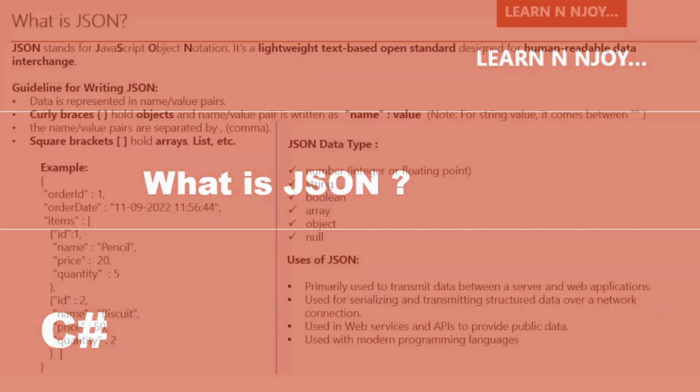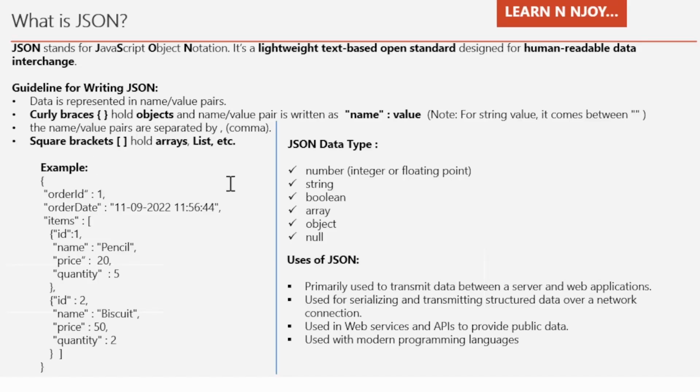What is JSON? Before having a look at the JSON serialization and deserialization process, we first learn what JSON is, and then we move into its serialization process. So JSON stands for JavaScript Object Notation. It's a lightweight text-based open standard designed for human-readable data interchange. Okay, so how to write JSON? In order to write JSON, we need to adhere to the guidelines for writing JSON.